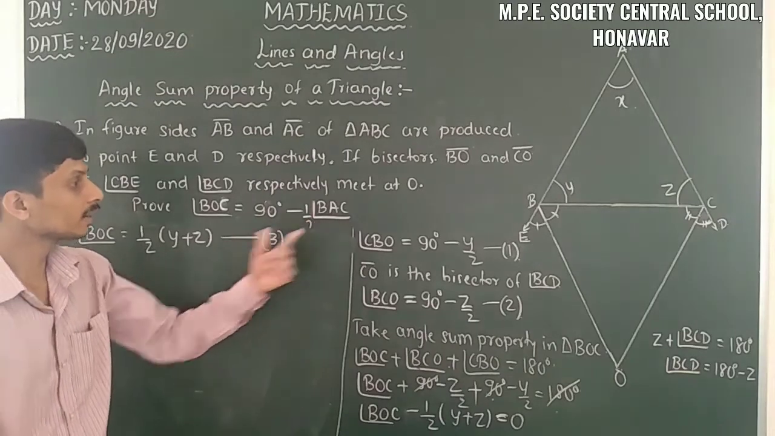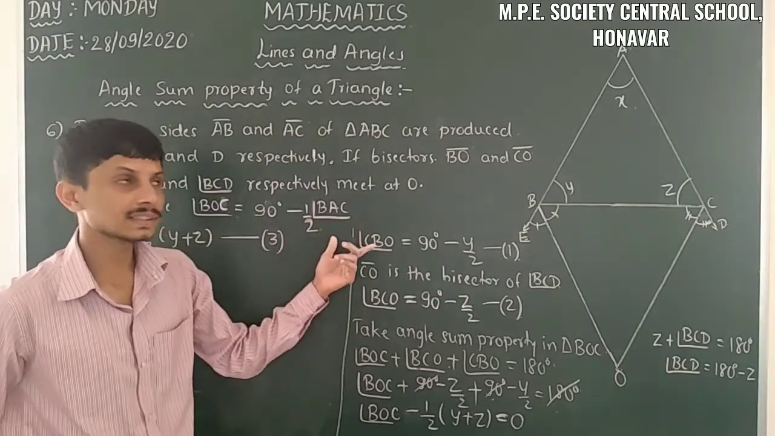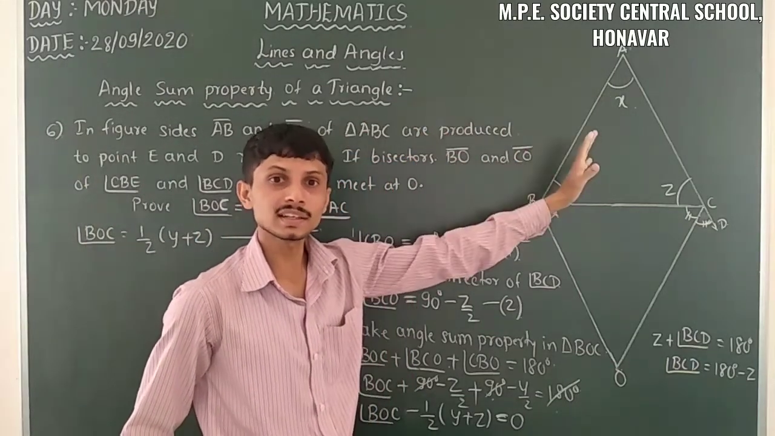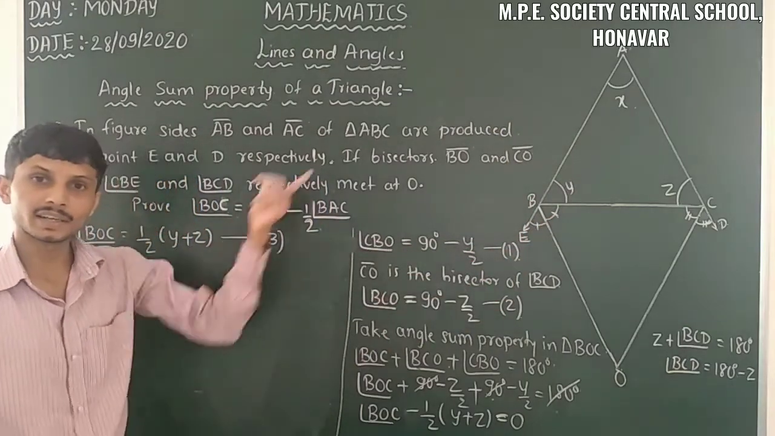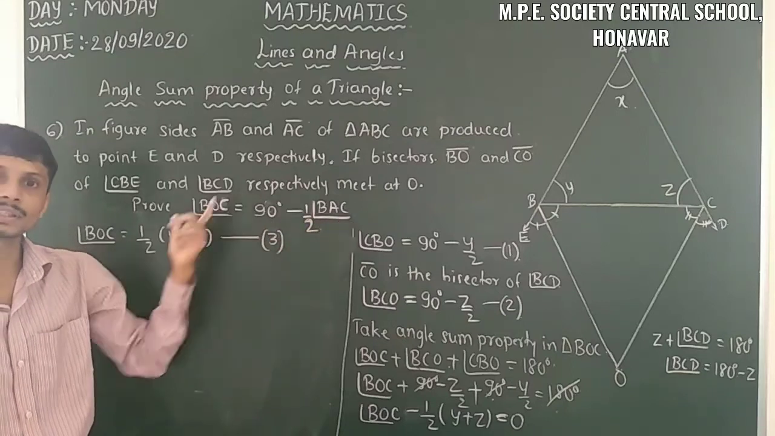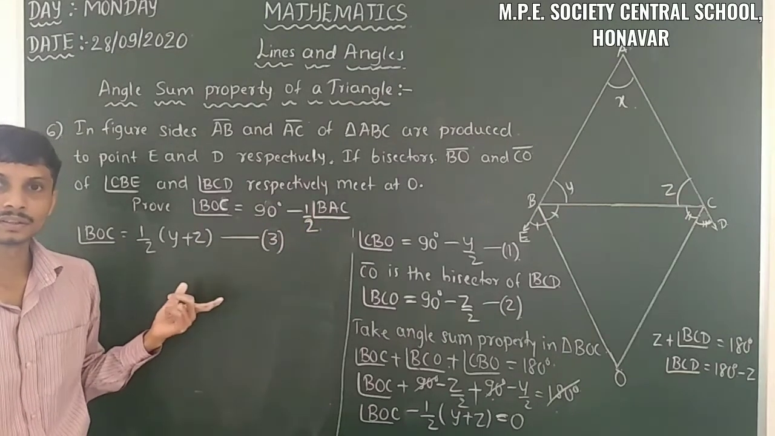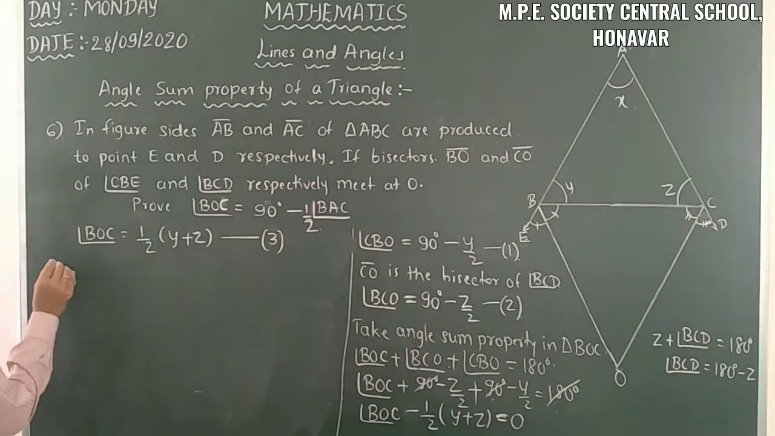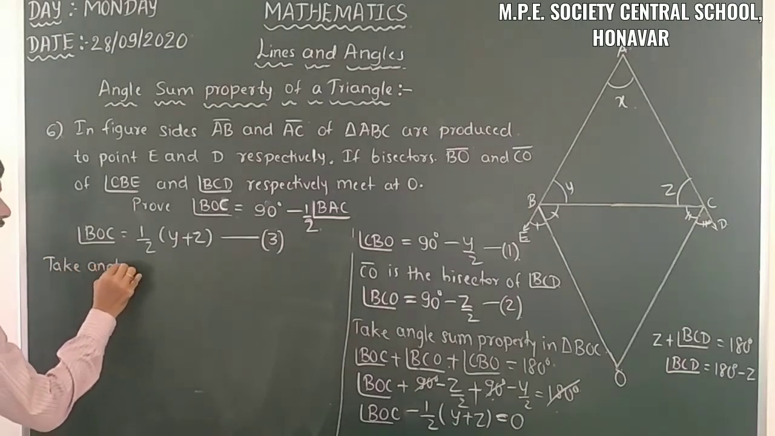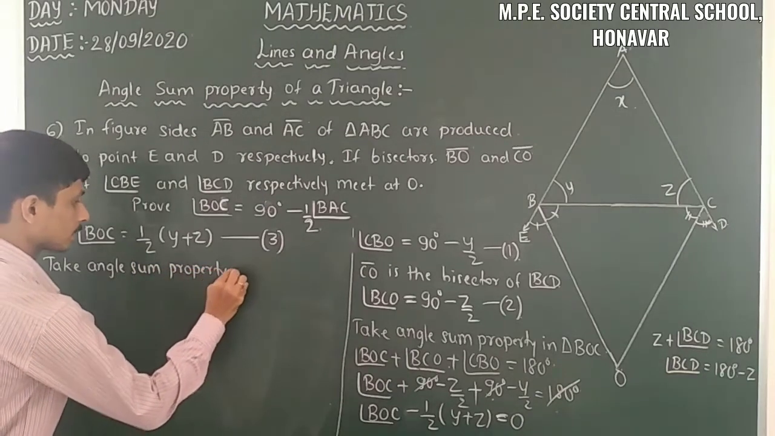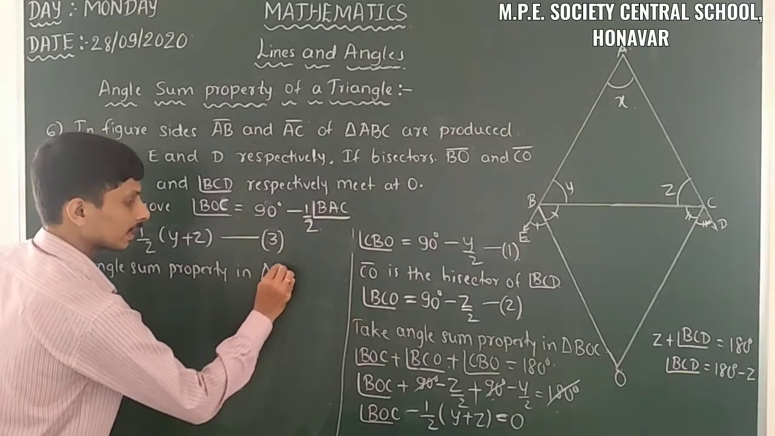So we want angle BAC. Angle BAC we want. So that's why we want x. So let us take the relationship between y plus z and x. Because here we want angle BAC, that's why we want x here. So let us take the angle sum property in triangle ABC.